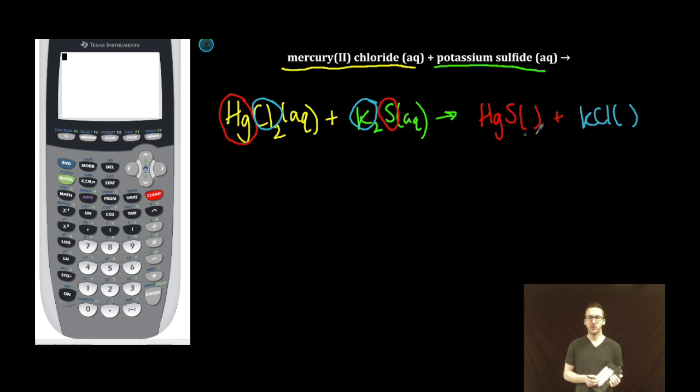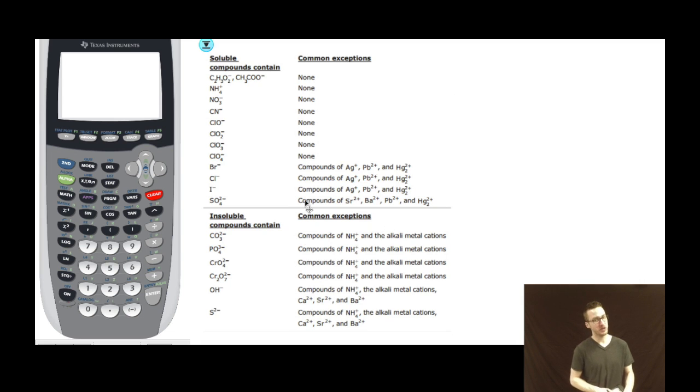Now, the first thing I want to do is figure out which of these things is going to form the precipitate or the solid. Notice that I've left some parentheses here for me to think about my decision. Lucky for us, to help us make that decision, we've got a handy list of solubility rules.